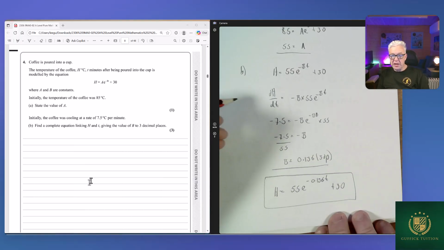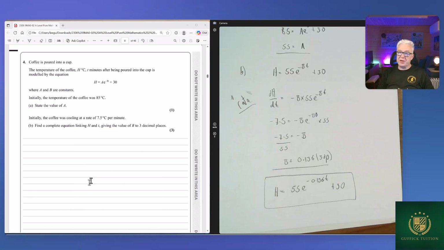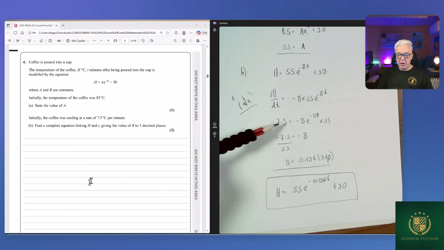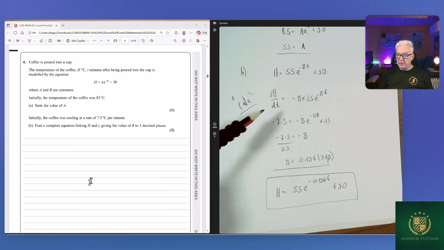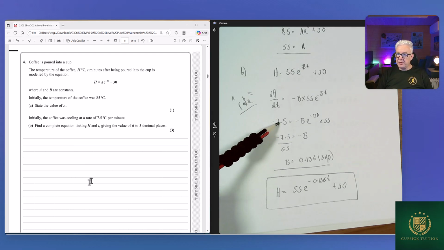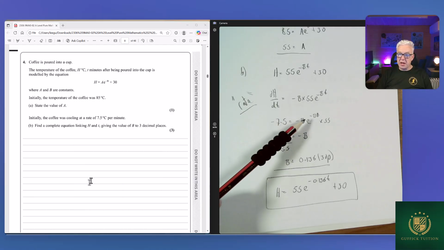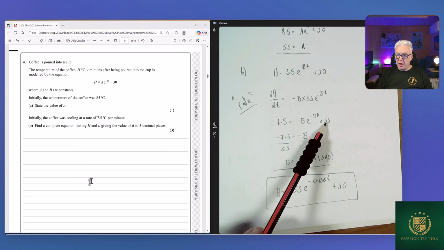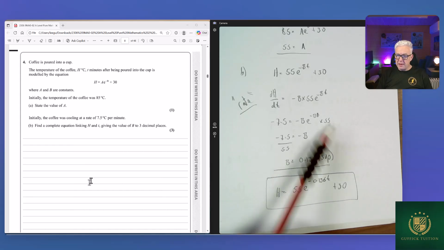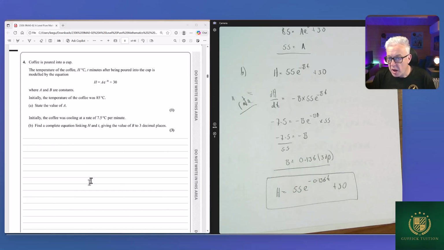So the reason that we knew that we needed to do that is because that keyword rate was there. So now we can put that information in and hopefully solve in order to find out what b is. So it was cooling down at a rate of 7.5. Now it's conventional when something's cooling down in these kind of differential equations to write it as negative. So I've written that as minus 7.5 is equal to minus b e to the minus bt. So then we divide by 55 in order to find out what b is.